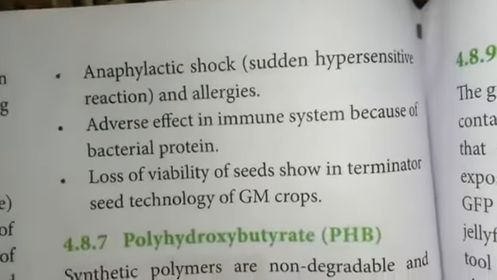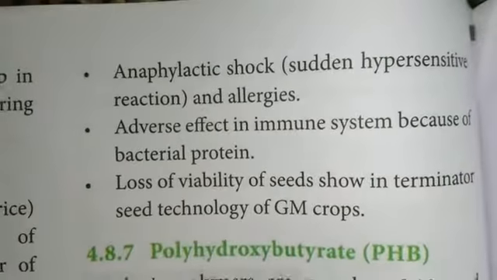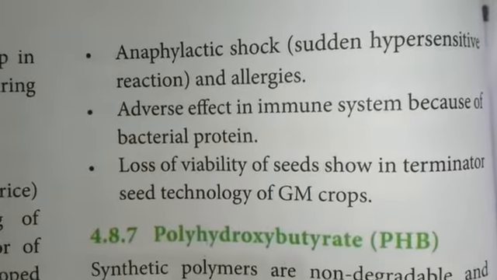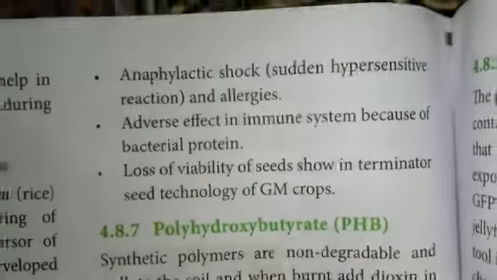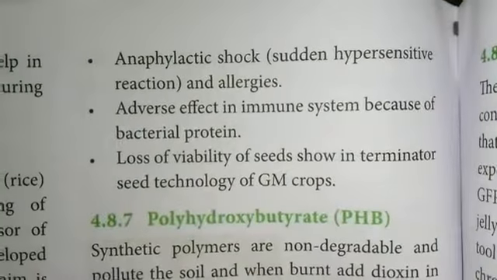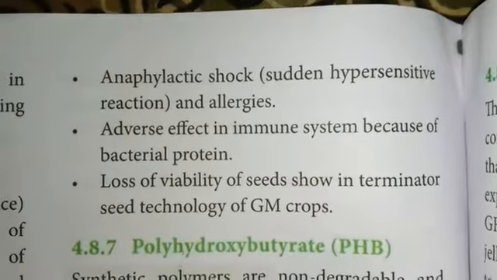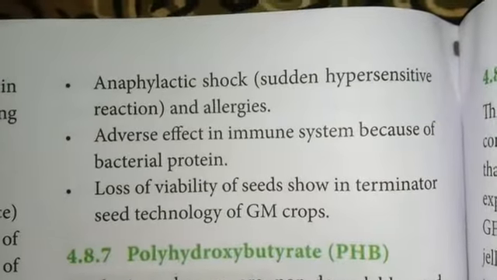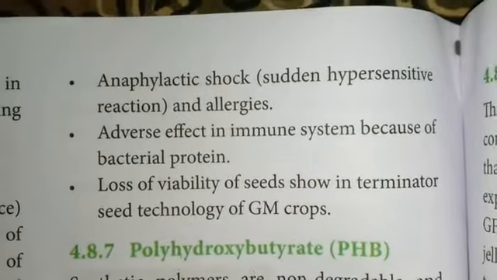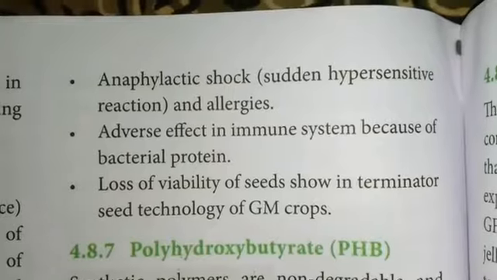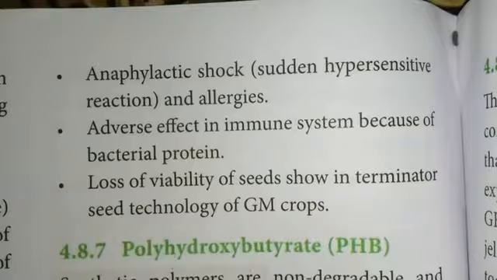Anaphylactic shock, a sudden hypersensitivity reaction, and also allergic symptoms may occur due to uptake of genetically modified food materials. Adverse effect in the immune system because of bacterial proteins: due to production of bacterial protein in this organism, it causes adverse effect in the immune system. So loss of viability of seeds is shown in terminator seed technology of genetically modified crops.